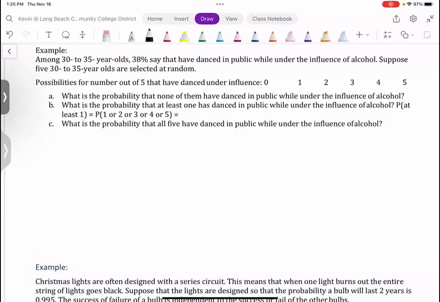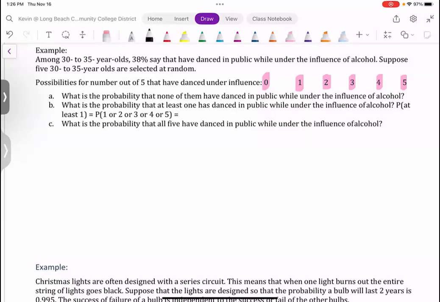Among 30 to 35-year-olds, 38% say they have danced in public while under the influence of alcohol. Suppose 5 30 to 35-year-olds are selected at random. Now, here's how this goes. So there's 5 people from this group that are selected. It's possible none of them have danced in public while under the influence. It's possible one of them has. It's possible 2 of them have, or 3 of them have, or 4 of the 5 have. It's possible all 5 of them have done this. We have all these different possibilities, and it gets quite complicated.